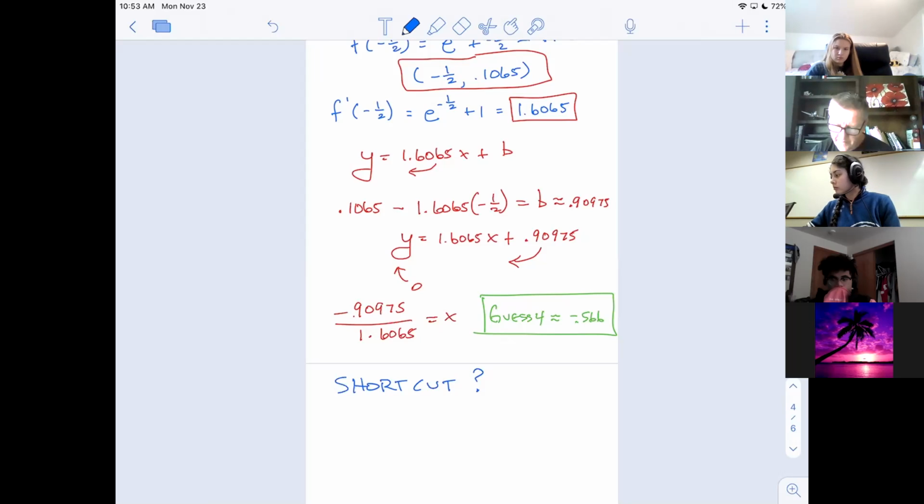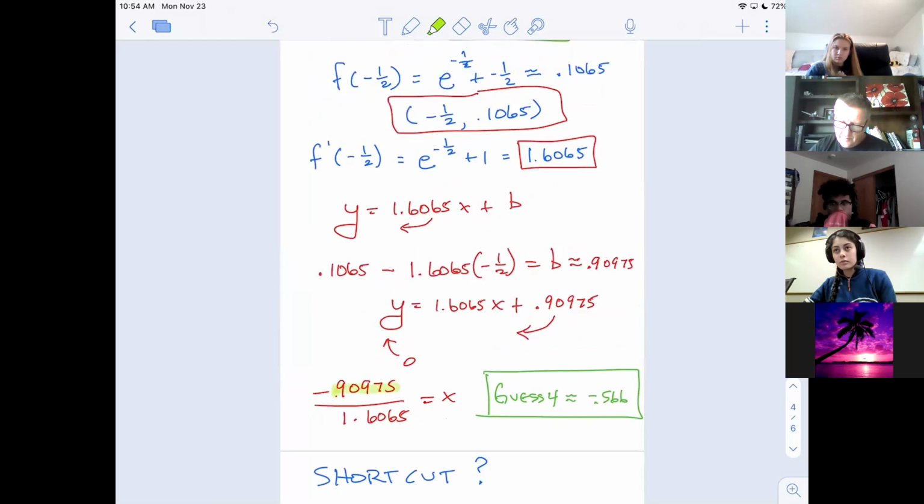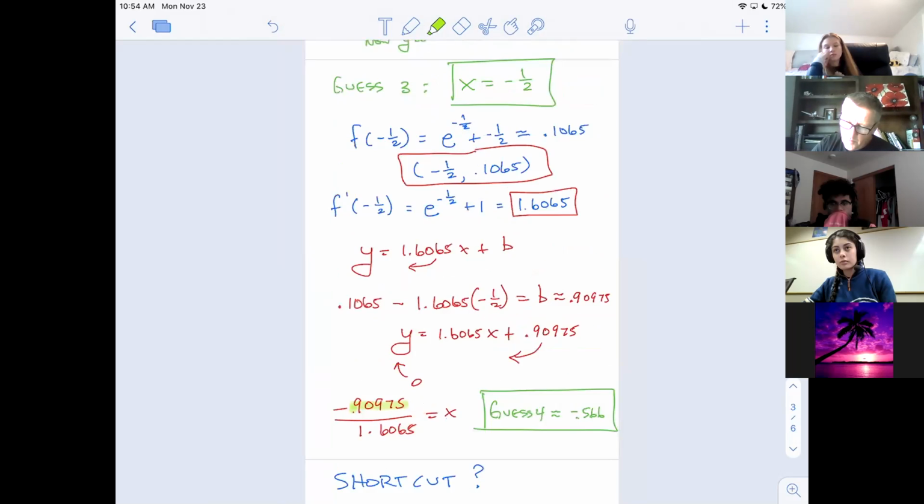So I want you to go back and think about where these things came from. Like this. Where did that come from? Keep in mind, when we started this last push, we started with x equals negative 1/2, and it resulted in 0.566. What can we skip of all that algebra that we did to get this answer?